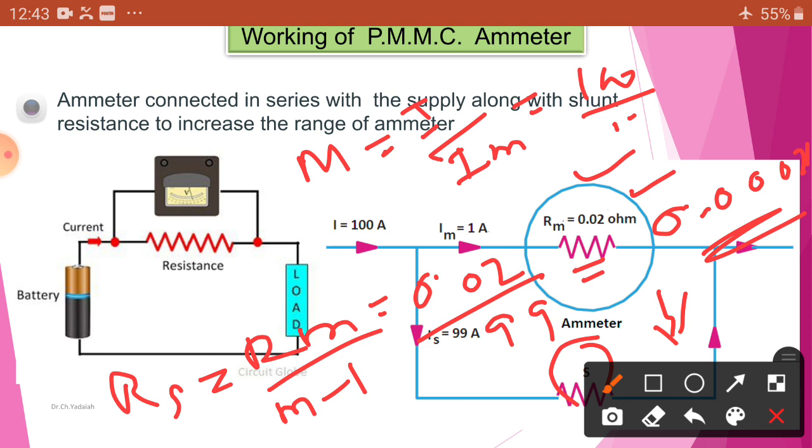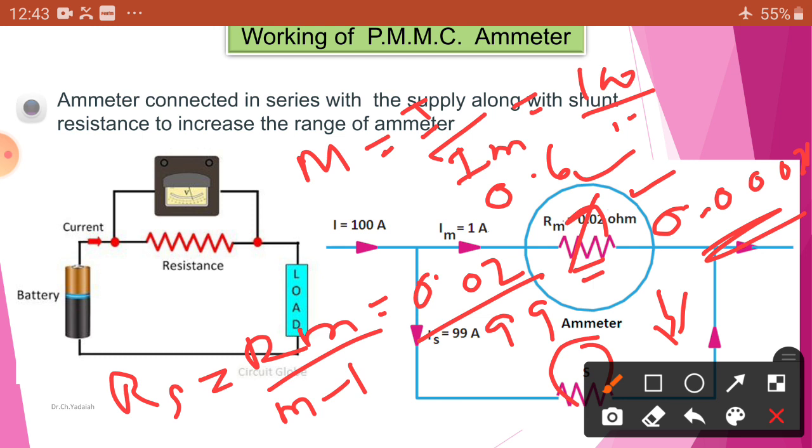That means 0.0002 ohms we are going to connect in parallel with our ammeter, so that we can measure the unknown current from 0 to 100 amperes based on our deflection. If you are showing the deflection here, for example, max is 1 ampere. Suppose it is showing 0.6.